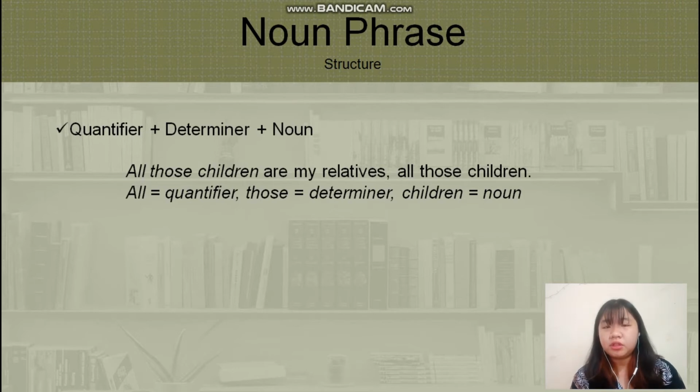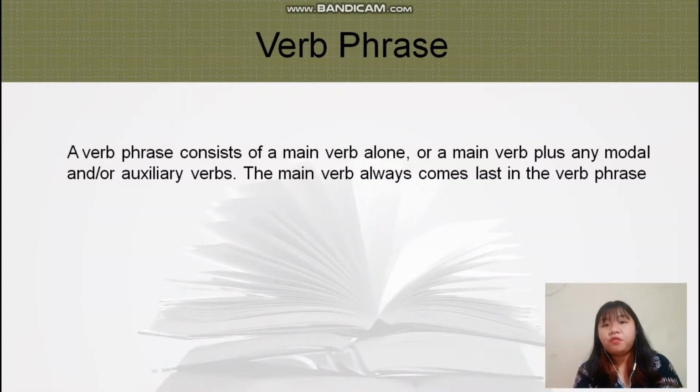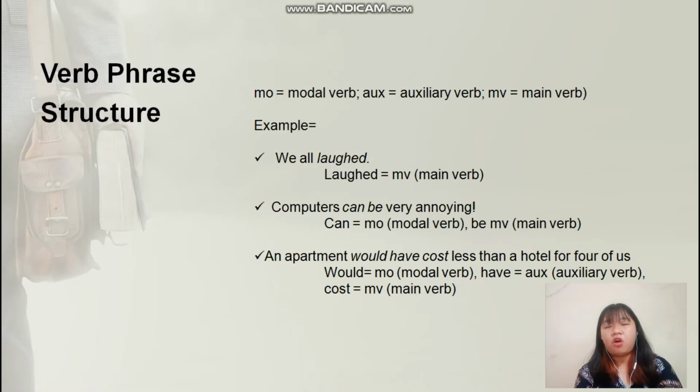So next we will move on to the verb phrase. A verb phrase consists of a main verb alone or main verb plus any modal or auxiliary verbs. The main verb always comes last in the verb phrase. The structure of verb phrase is MO or modal verbs, aux or auxiliary verbs, and MV or main verb.